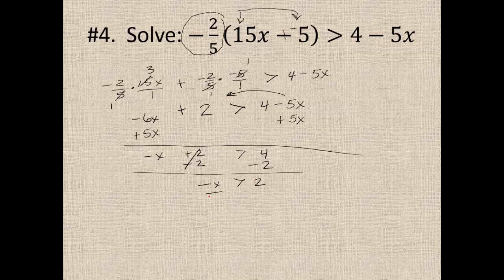Can't leave -x like that. I've got to divide or multiply by -1. So x, flip that, is less than -2. That's my solution, and you should be able to graph it. So you think, doesn't include -2, everything less than that. Let's look at another problem.